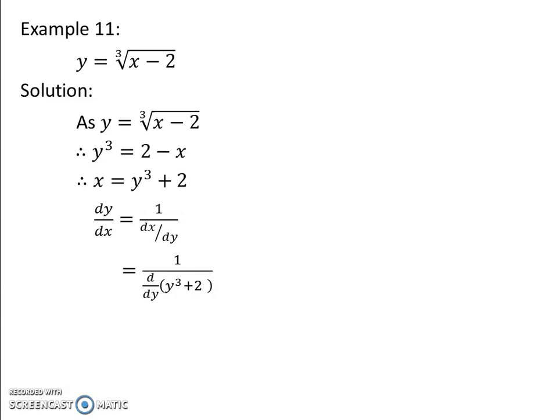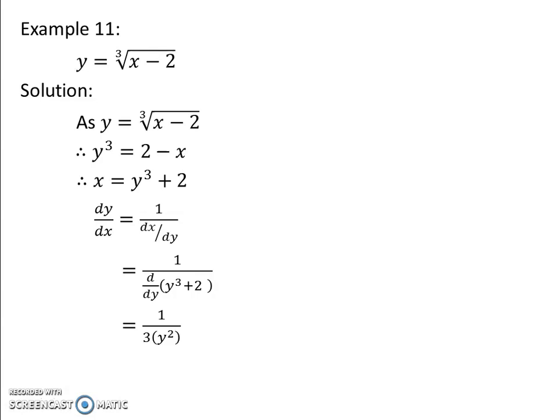Just a minute, I have made a mistake here. This is correct. y cube equal to x minus 2, not 2 minus x. Therefore x equal to y cube plus 2. This is correct. We have to make this correction, y cube equal to x minus 2. So x equal to y cube plus 2. That is correct. 1 upon dx by dy, that is equal to 1 upon d by dy of y cube plus 2.